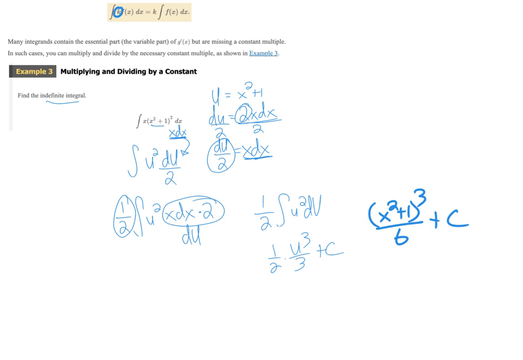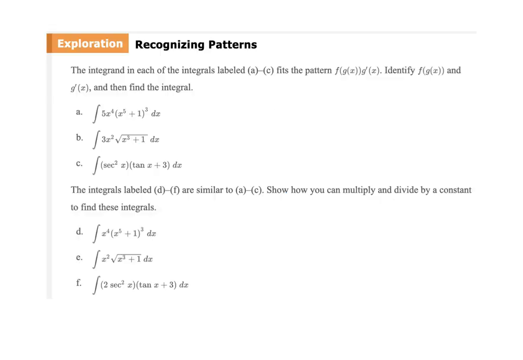Now please note this only works for constants. I can't multiply by an x and then divide by a 1 over x on the outside because constants are the only numbers that we can pull out. So this only works if we're dealing with that number or a number that we could pull out.